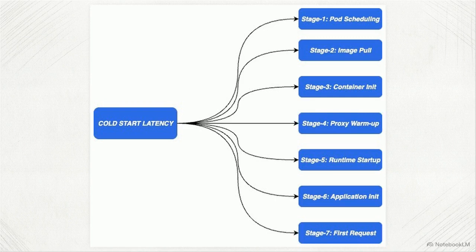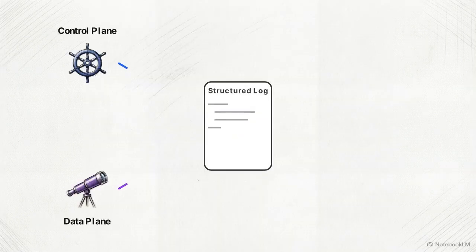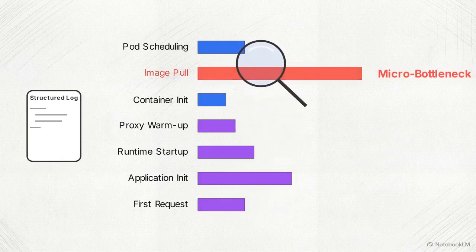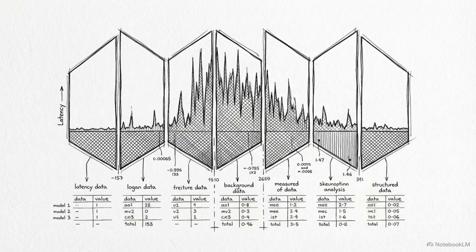These are captured using OpenTelemetry, an observability framework that generates distributed tracing spans to track requests across different services. This dual-source pipeline merges infrastructure events and tracing spans into a single structured log. The system now identifies the exact micro-bottleneck of every cold start. High-fidelity profiling transforms cold start latency from an unpredictable platform tax into an actionable engineering problem.